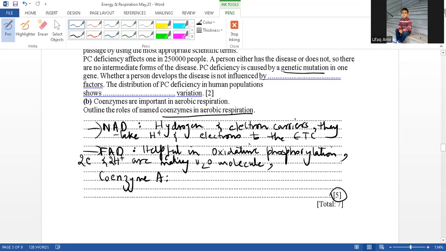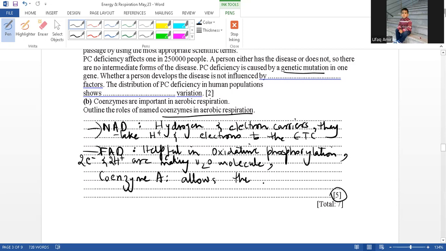The protons and electrons which they carry make water molecules at the end, because I told you that oxygen is the final acceptor of electrons and protons. So along with oxygen, these electrons and protons combine to make up water at the end of the electron transport chain. And coenzyme A allows the entry of pyruvate into the link reaction and then the Krebs cycle.